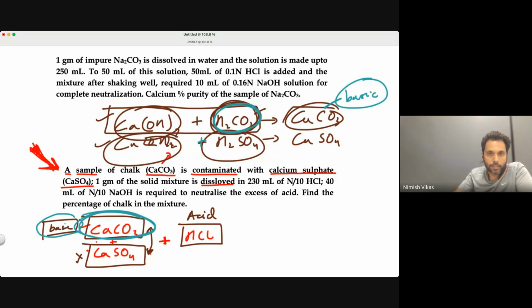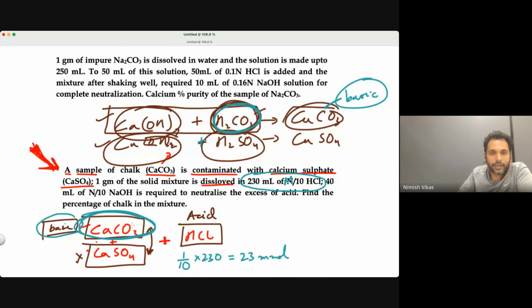Is that clear? So 1 gram of the solid mixture is dissolved in 230 ml of HCl. So I would be like, wow, I know the amount of HCl. I'm so happy. How much HCl is there? Molarity is 1 by 10. Normality and molarity of HCl are the same. Okay, so I'll just change the question for you. Molarity is 1 by 10, so 1 by 10 into 230. I'm so happy that 23 millimoles of HCl is given.